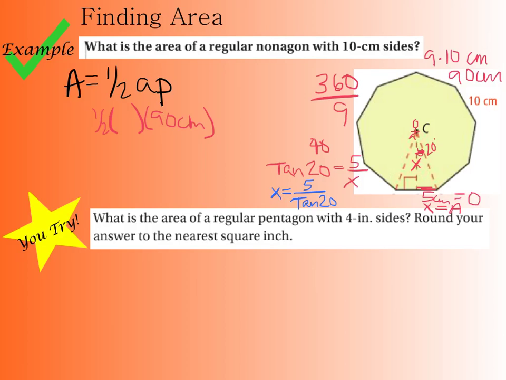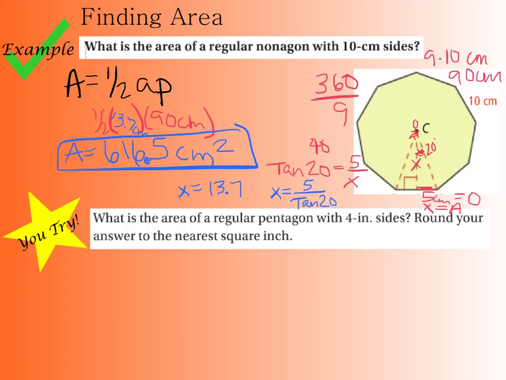When I put that in my calculator, I get that x equals 13.7. I'm going to round it to the nearest tenth. So that's the value of my apothem. That is what I can put into my formula. Now, we were really, really good at this. We take 0.5 times 13.7 times 90, and we get that our area is 616.5 centimeters squared. So that would be your final area of that problem.